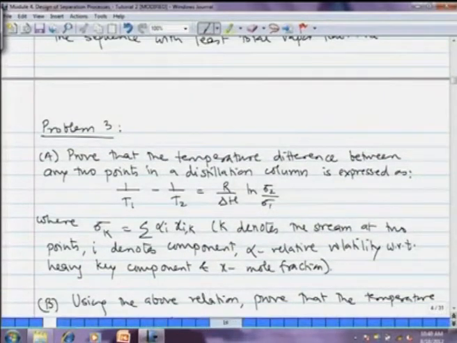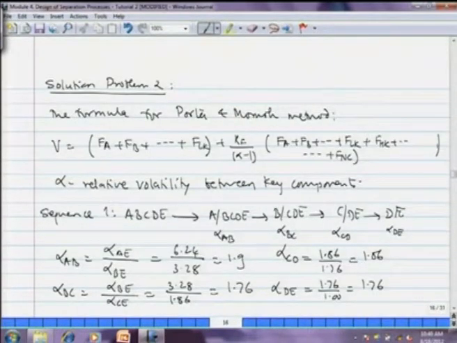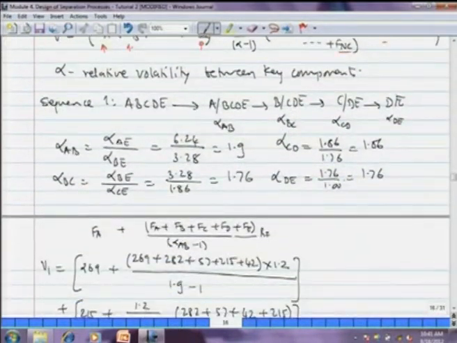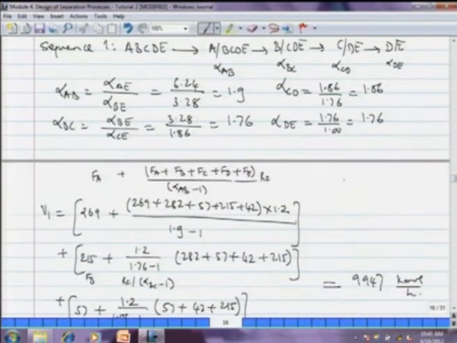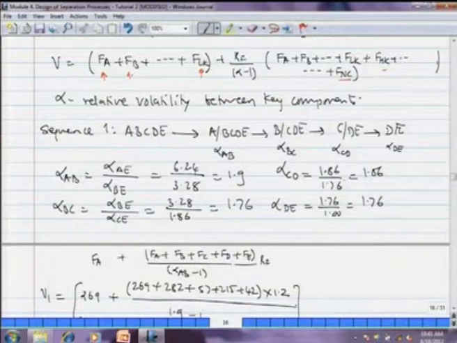Now, we start the solution. The formula for Porter and Momo method is V, the vapor flow rate, equal to Fa plus Fb plus Flk. Now, these are the flow rates of different components. Flk is the flow rate of light key component, into Rf divided by alpha minus 1, into the total flow rate Fa plus Fb up to Flk and Fhk, heavy key, up to Fnc, the total number of components. Alpha is the relative volatility between the key components, and we have already been told that the ratio of actual reflux to minimum reflux is 1.2. So, the value of Rf is 1.2.